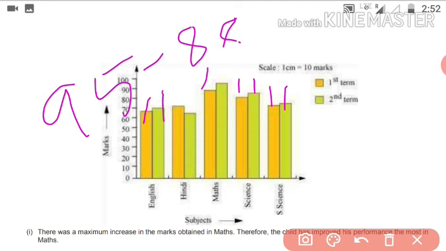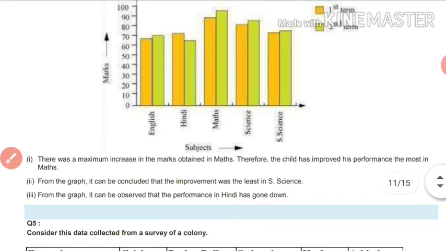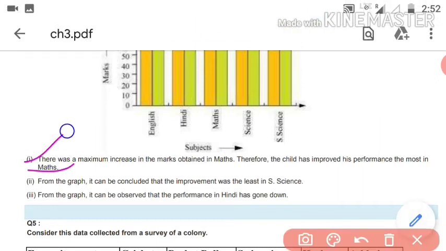For maths, isn't it? Because in maths, the first term it was only 88 and the second term was 95. So it increased by how many marks? 7 marks. Therefore, the child has improved his performance the most in which subject? In maths. So this is the answer. You can write it down.